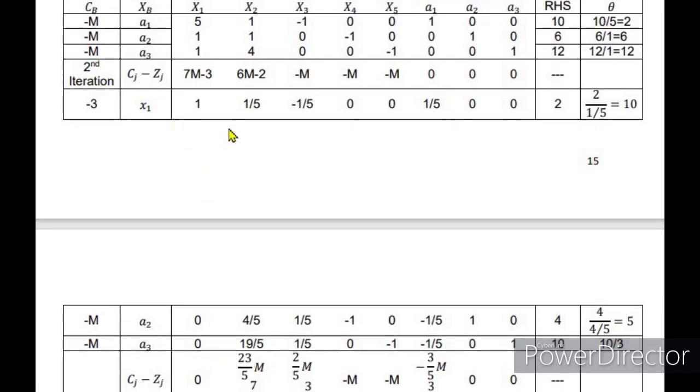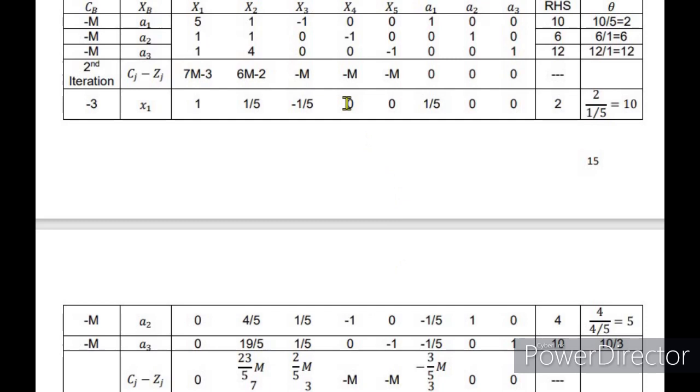So it is also 1, because when we multiply 1 by 1 and subtract it from the original value, which is 1, it is equal to 0. Okay? So next, 1 times 1/5 is 1/5. So 4 minus 1/5 is equal to 19 over 5. Next, negative 1/5 times 1 is negative 1/5. So subtract it from the original, which is 0. So it will be positive 1/5.